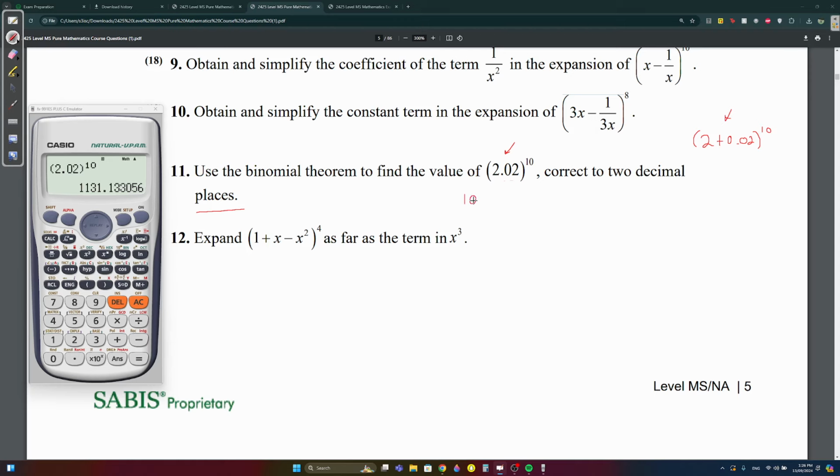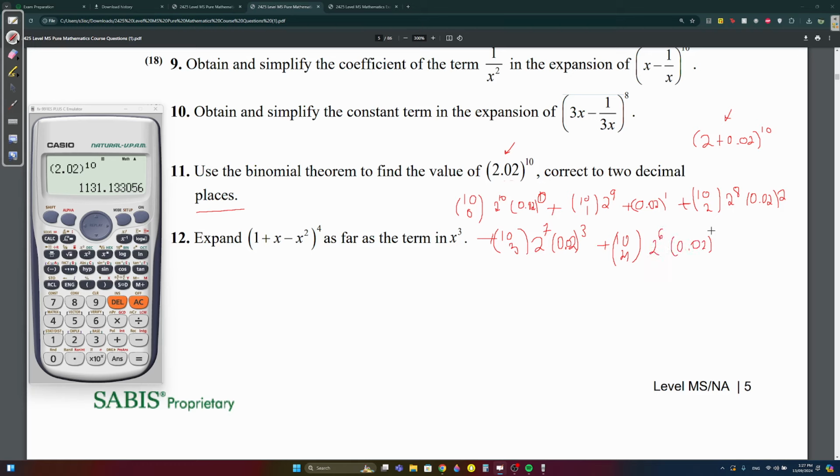It's 10. So we're going to start until the fifth term. So until k equals 4. So we're going to start 10c0, 2 to the power of 10 minus 0, 10. Right? And then 0.02 to the power of 0. We don't have to write this. It's the first term, so we don't write the other ones. Okay, anyway, 10c1, 2 to the 9, plus 0.02 to the power of 1, plus 10c2, 2 to the power of 8, 0.02 to the power of 2, plus 10c3, 2 to the power of 7, 0.02 to the power of 3, plus 10c4, 2 to the power of 6, 0.02 to the power of 4.